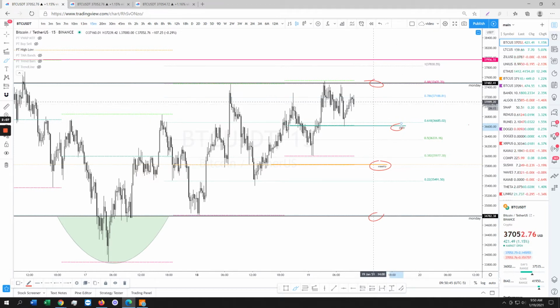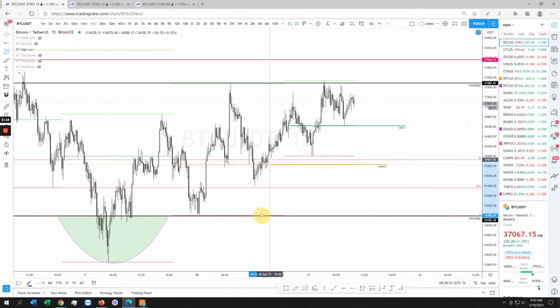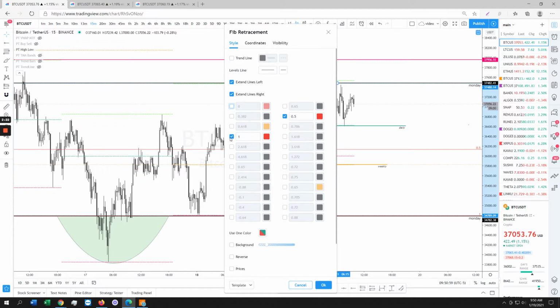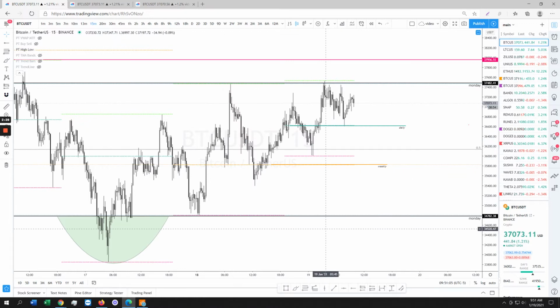Now if you want to be a little bit more precise, and let's get rid of these fib levels because they might confuse you, just take your regular Fibonacci levels and put a 0.5 right in the center of everything. Get rid of this, get rid of this, make this gray, right?